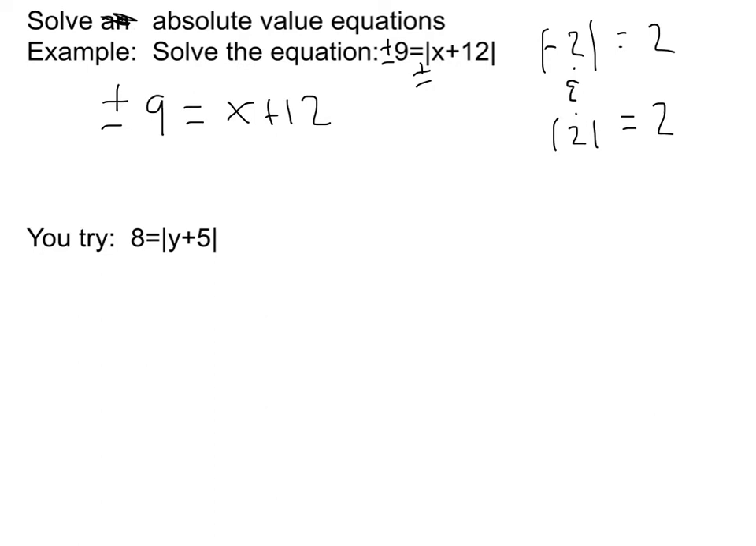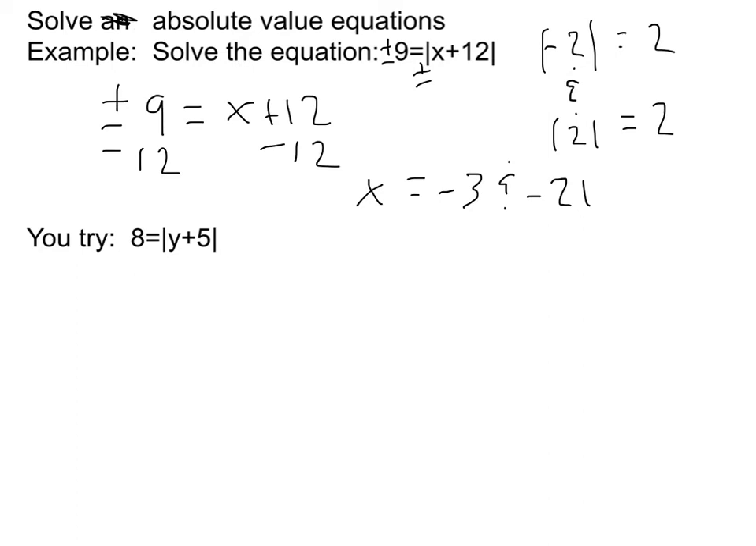Okay, so we're going to have two answers. Let's subtract this 12 over. Minus 12, minus 12. So I have two answers. I have x equals this positive 9 minus 12. Well, positive 9 minus 12 would give me a negative 3. Okay, and the second equation is going to give me a negative 9 minus 12, because we said that there was both a positive 9 and a negative 9. So negative 9 minus 12 is negative 21.